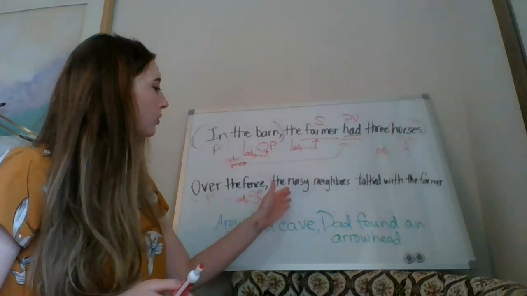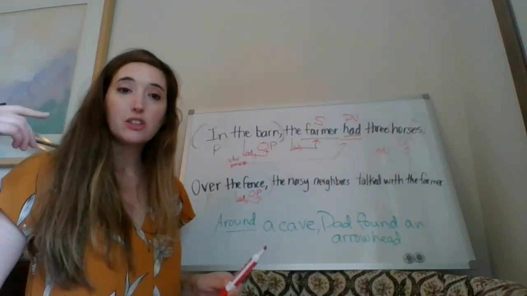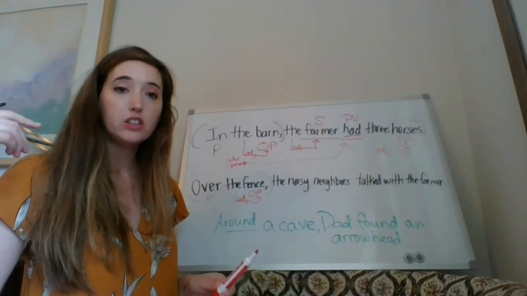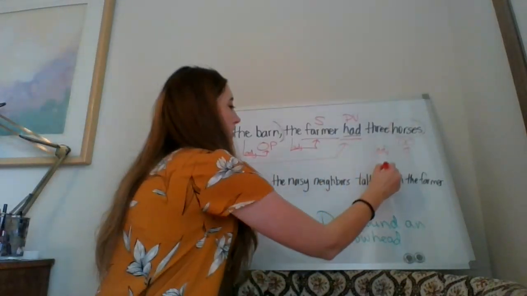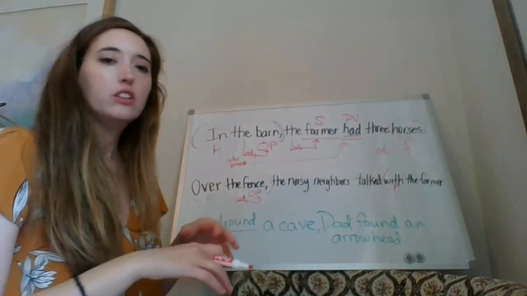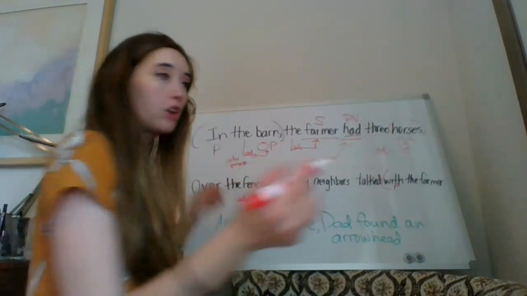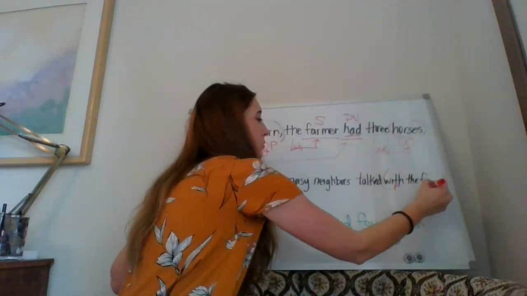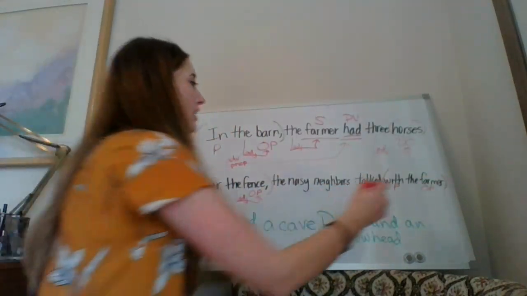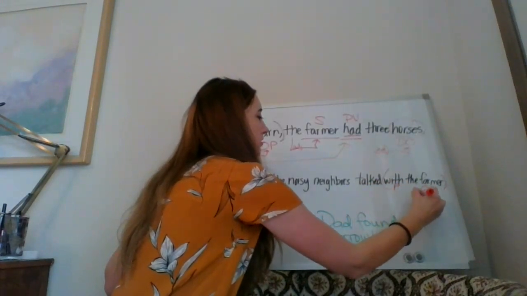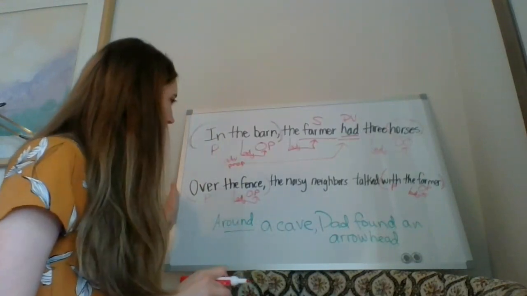Over the fence, the noisy neighbors talked with the farmer. Run through that list of prepositions in your head, sing your song if you need to. What's the next preposition? With. Okay? Now, the noisy neighbors talked with what or with whom? Farmer. So our prepositional phrase is with the farmer. Okay, with is a preposition. Farmer is the object of the preposition. The is an adjective.